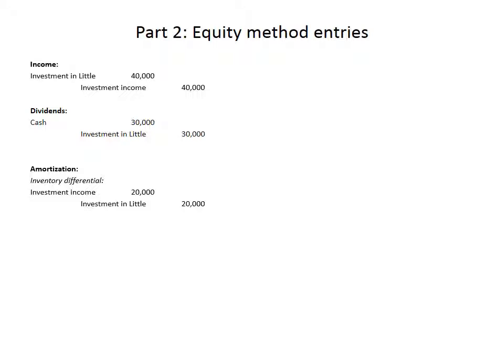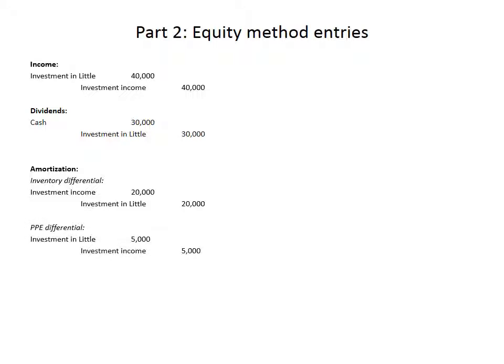Inventory was undervalued by $20,000. That means that from our perspective, Little's inventory was undervalued, which means that when it's sold, their cost of goods sold is undervalued, which means they're overstating their income. And so since they overstated their income, we overstated our investment income. So what we're doing here is we're actually reducing our investment income to correct that misstatement.